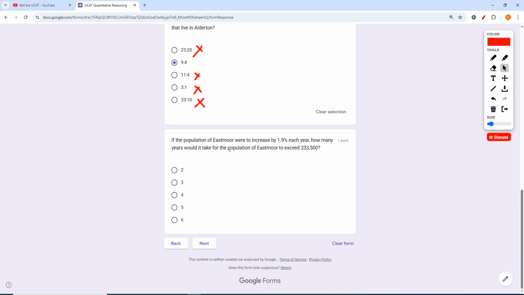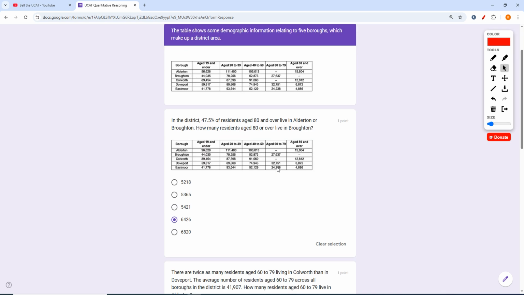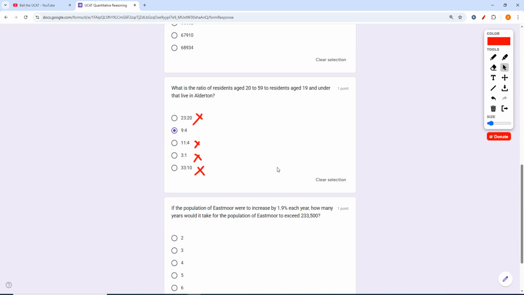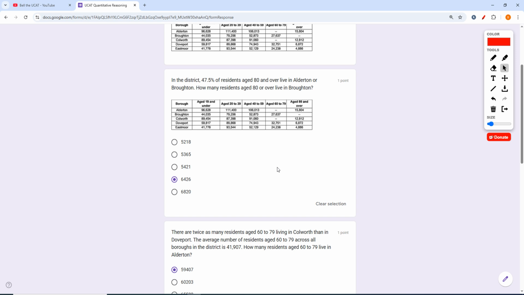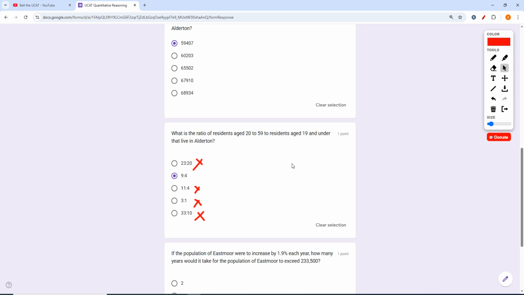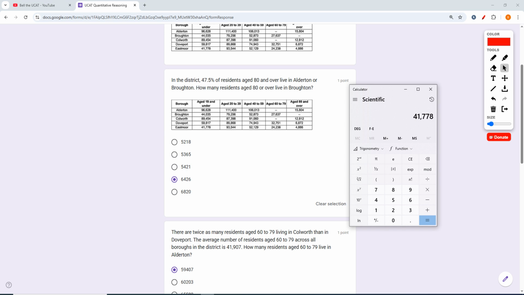If the population of Eastmore were increased by 1.9% each year, how many years would it take to exceed the population of Eastmore? So I'll have to add them all up. So what do we do now? So we'll have to quickly do 41778 plus 93544 plus 52129 plus 24238 plus 4886.